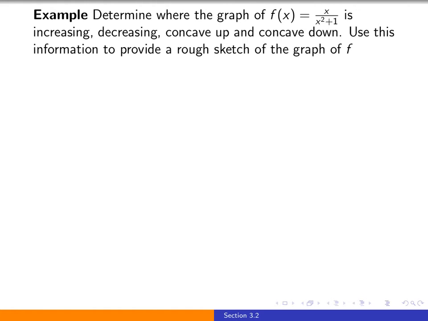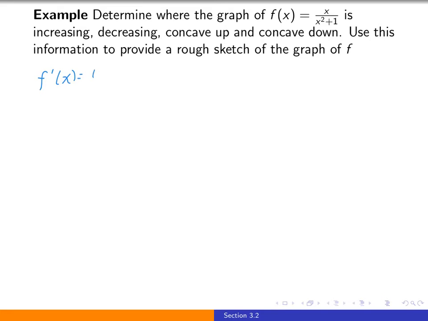In this video, we will investigate one more example of starting with a function and determining where it is concave up, concave down, increasing, decreasing. So for the function that we have, x over x squared plus 1, the first step is to determine increasing, decreasing, which means we need the derivative of the function. In order to differentiate the function, we are going to have to use the quotient rule.